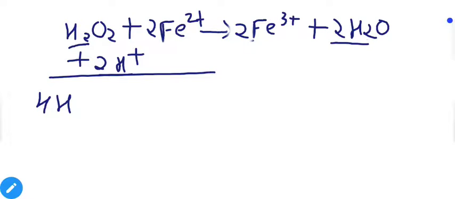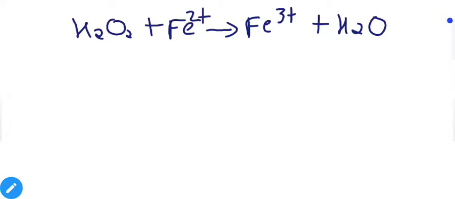Later, after the reaction, we have 2 into 2, that means 4 H. So all of the elements, spectator ions or reduced and oxidized couples, are already balanced. So that means this is our balanced chemical equation: H2O2 plus 2Fe2+ plus 2H+ gives 2Fe3+ plus 2H2O.